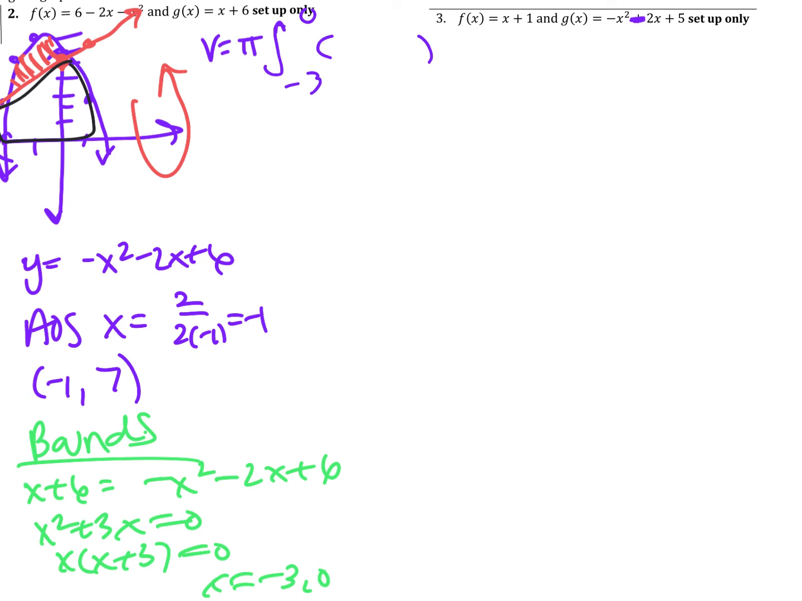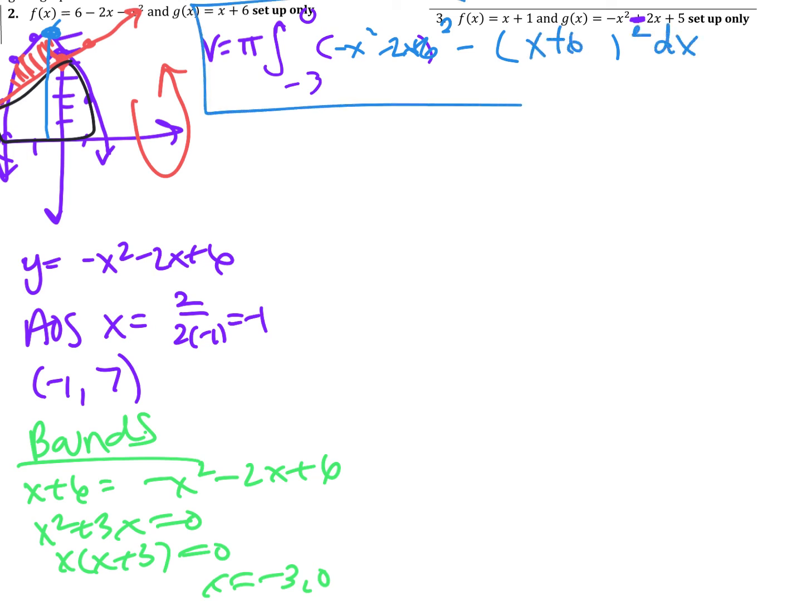So looking at my curve, I'm going to draw a line from the x-axis until I hit the outside piece of the function. And that means I'm hitting the quadratic. The quadratic is our top function. So -x² minus 2x plus 6. And we're going to square that. And we're going to subtract our second function, which is x plus 6, quantity squared dx. So this would be the integral that we would use to find the volume if we rotate this piece of area around the x-axis. So let's go ahead and set up number 3.